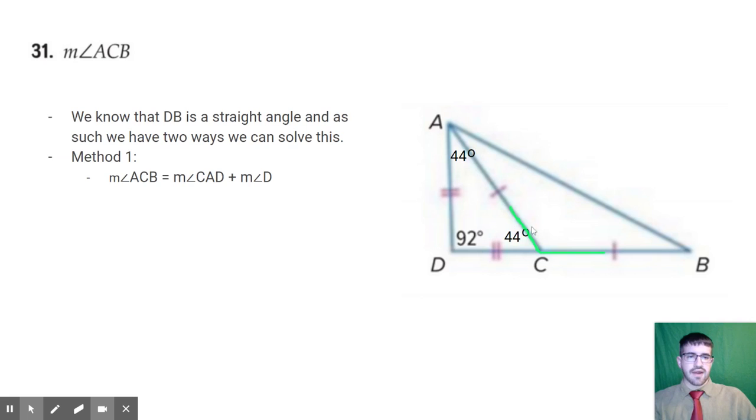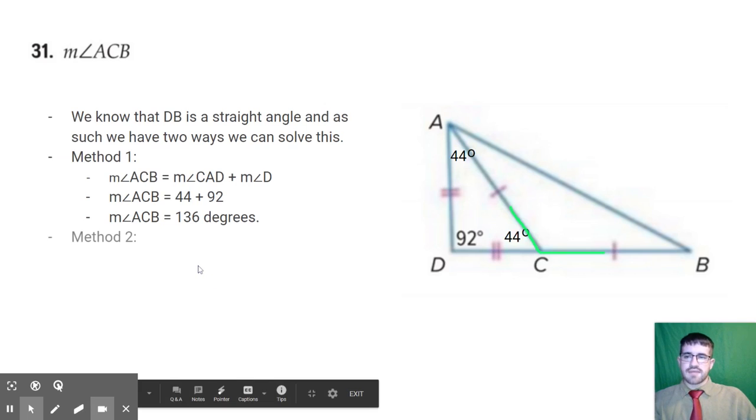So the measure of the exterior angle of a triangle is equal to the sum of the other 2 angles. So if we add 44 and 92 by plugging them in, CAD and measure of angle D, we'll get the measure of angle ACB is 136 degrees.